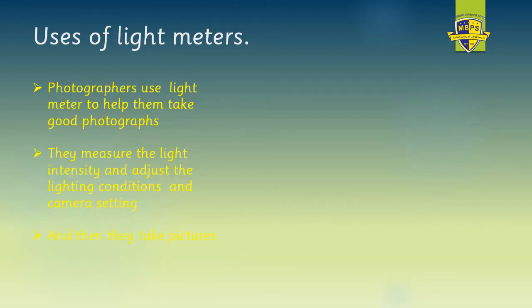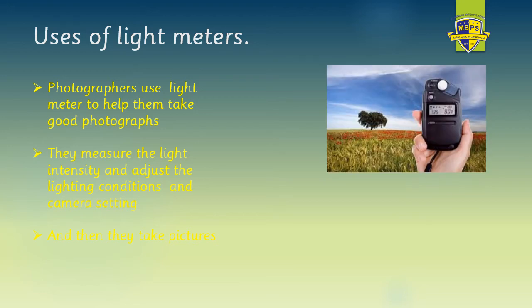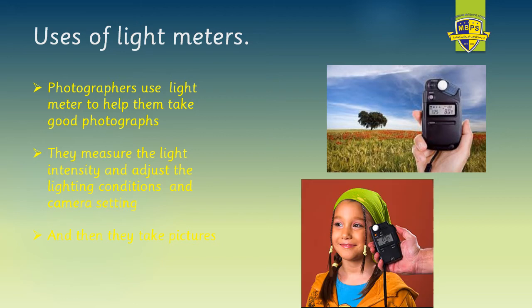So what is the use of light meters? You saw a very interesting video. See, photographers use light meters to help them take photographs. They measure the light intensity. They see if it's good for taking a photograph. Then they adjust their cameras and then they take a nice photograph. Even when you go to a studio and you take a photograph, you see they have a small instrument in their hand at times to measure the light intensity.